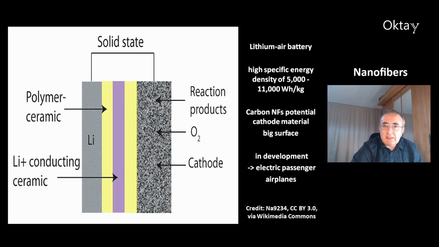This is another very interesting technology which is not ready yet. That's the lithium air battery. It has a high theoretical specific energy density of up to 5,000 to 11,000 watt-hours per kilogram. And carbon nanofibers have a big potential as a cathode material because of their big surface. This battery is still in development, and if you had this battery today, you could easily make very big electric airplanes, passenger airplanes, and that's why this is relevant.